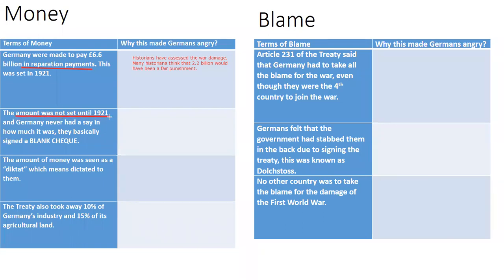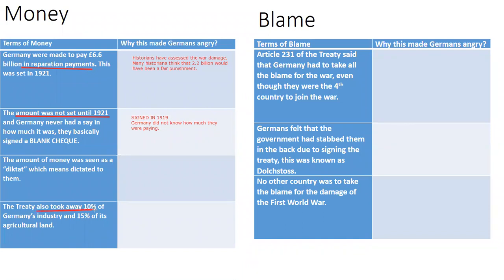The amount was not set until 1921. Well, don't forget this. This was actually signed in 1919, so Germany did not know how much they were paying. I mean, it's a very naive move, okay? It was basically a blank check that Germany was signing. They were basically saying, yes, we agree with it all, and then the Allies have decided, right, 6.6 billion. The amount of money was seen as a diktat, which means dictated to them. I mean, yes, it was, because Germany had to attend the meeting at the Palace of Versailles, and they couldn't say anything. And if they didn't agree to it, they would be invaded.